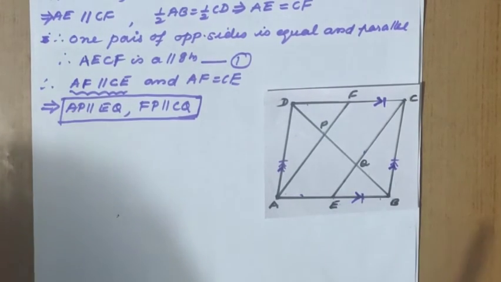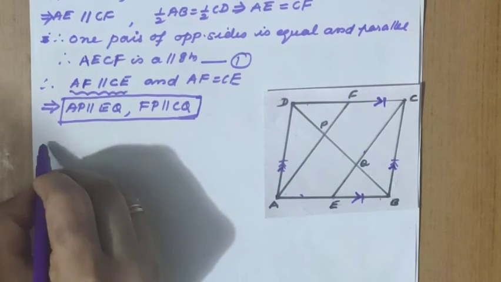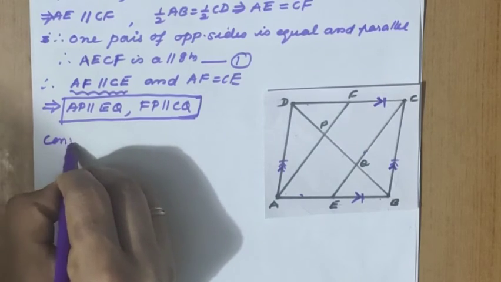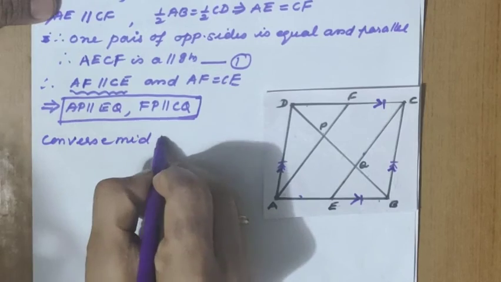What are the remaining steps we have? Now what is the next step? From B we have to choose the triangle. BAP is the triangle first. So the converse midpoint theorem is what we have to use here also. I'll write converse midpoint theorem.